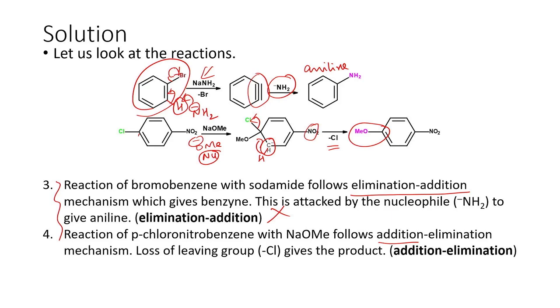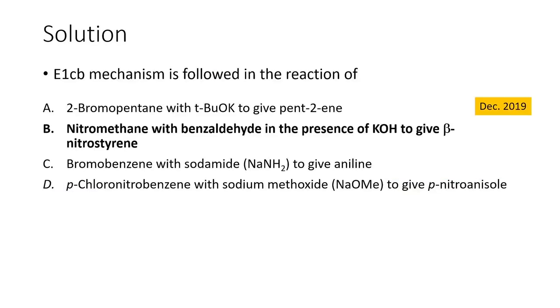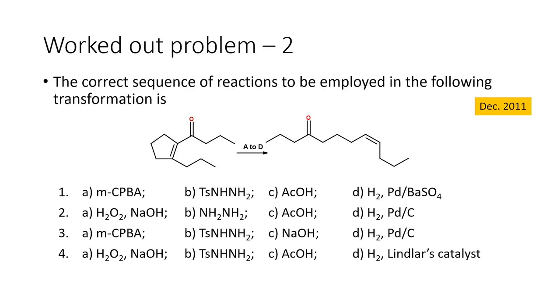So, what we can finally say is the E1CB reaction is followed only in the case of beta nitrostyrene formation. The rest of the things follow a different type of elimination mechanism. So, we can say that option B is the correct answer for this particular question. Let us move on to the next problem.